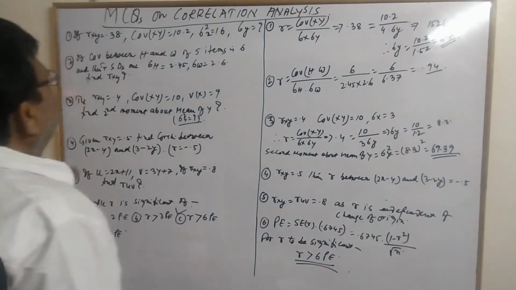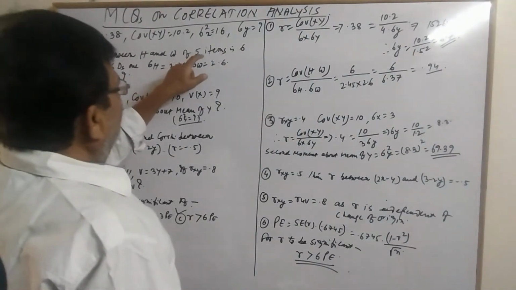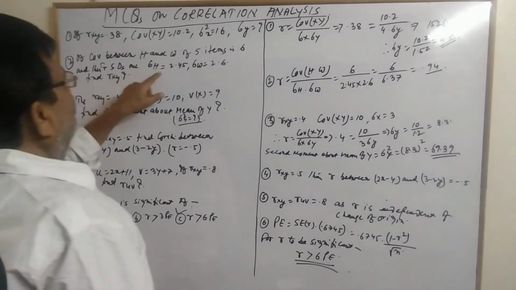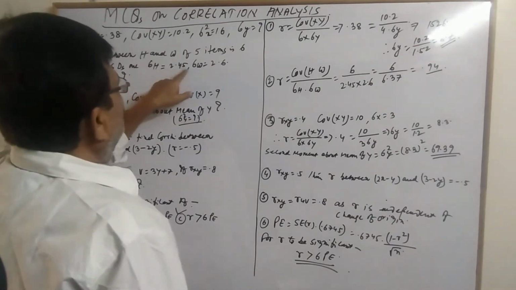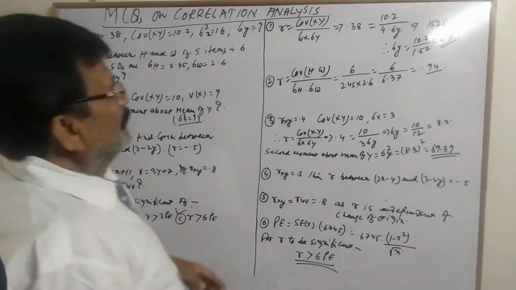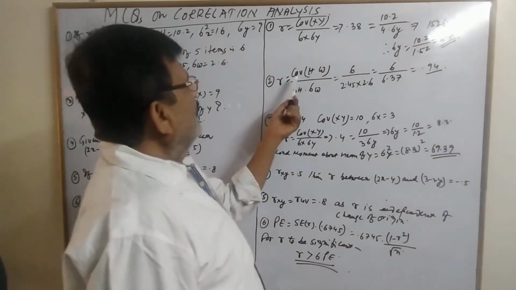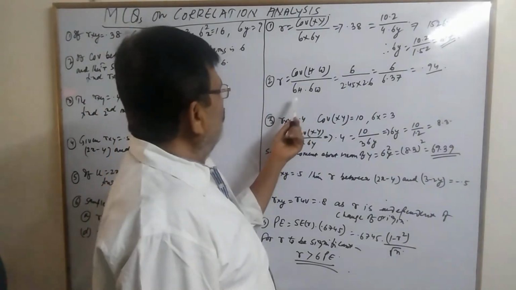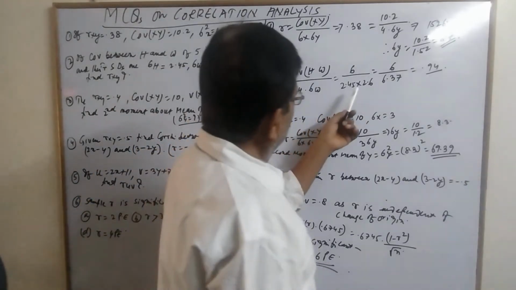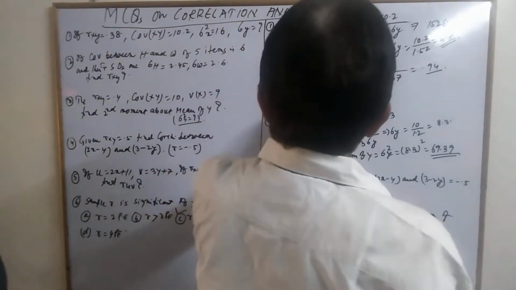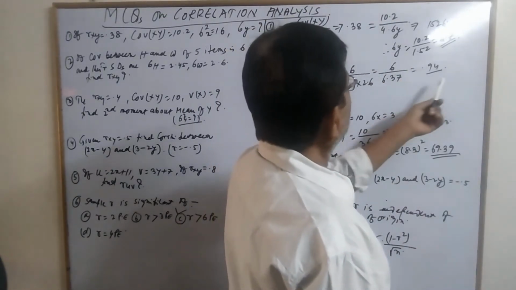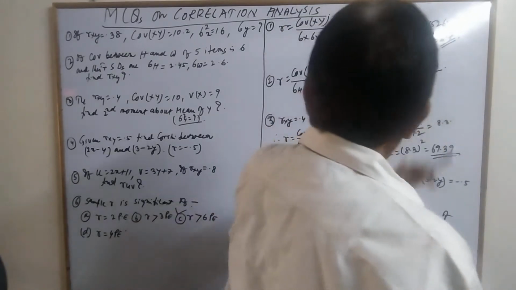Next question. If the covariance between height and weight of 5 items is 6, and the standard deviation of height is 2.45 and the standard deviation of weight is 2.6, we have to calculate Rxy. So R would be defined as the covariance between height and weight divided by the standard deviation of height and the standard deviation of weight. We substitute all the values. Covariance is given as 6, so 6 upon these two standard deviations. When this is calculated, we get R as 0.94.